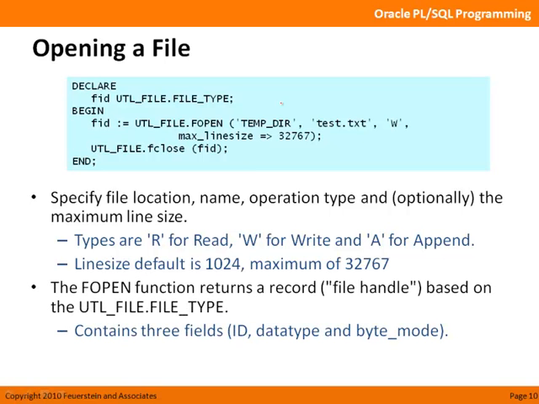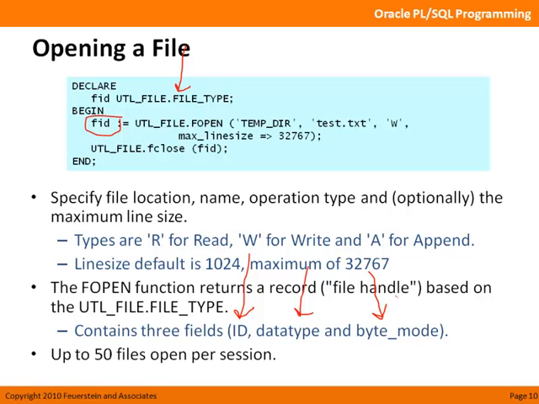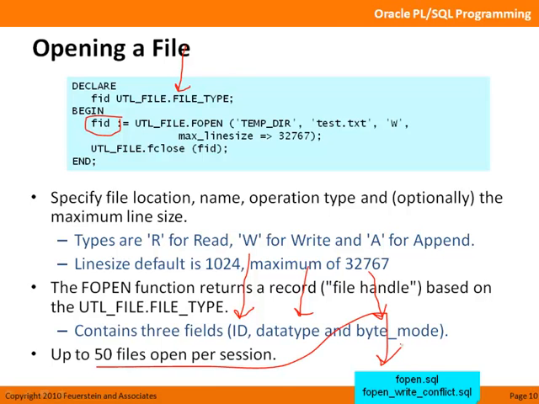And the FOPEN function returns a record of the type UTL_FILE.FILE_TYPE. So it's a predefined record structure. You can look at the structure inside the UTL_FILE package. Currently, it's composed of three elements, the three fields: the ID, the data type, and the byte mode. And you can open up to 50 files per session. Let's take a look.